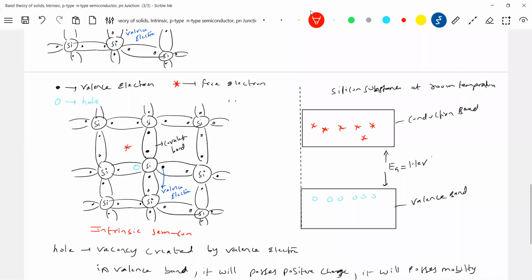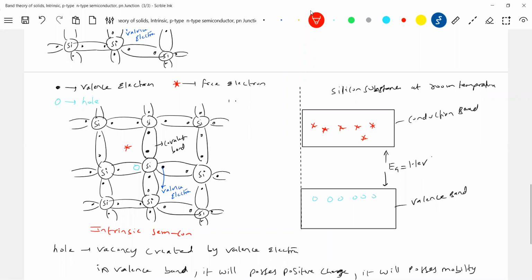So what do you mean by intrinsic semiconductor? A semiconductor in its purest form. What is the energy band diagram for an intrinsic semiconductor? You have to show a few holes and a few free electrons. But sir, I'm doing this experiment at absolute zero.